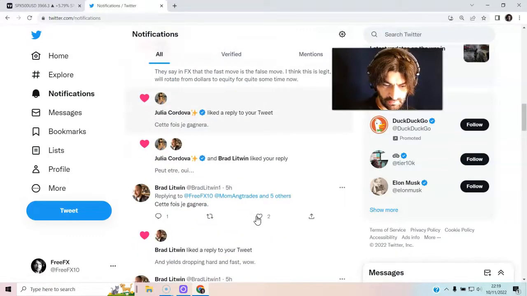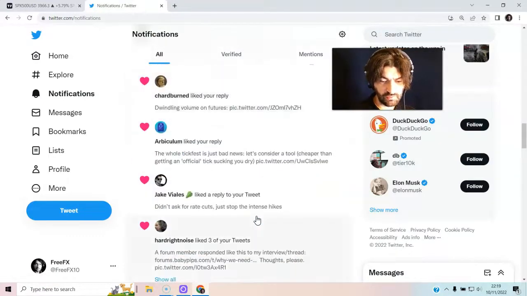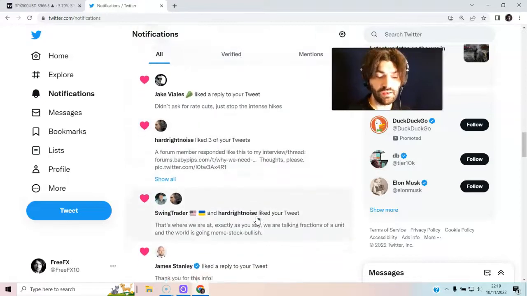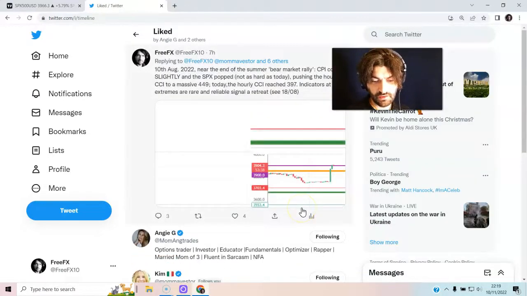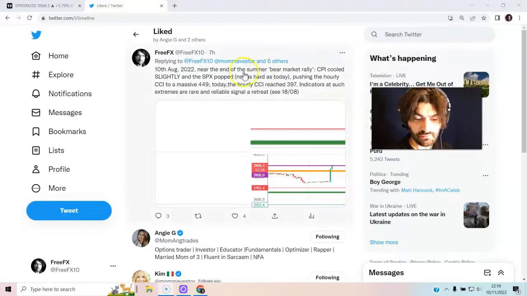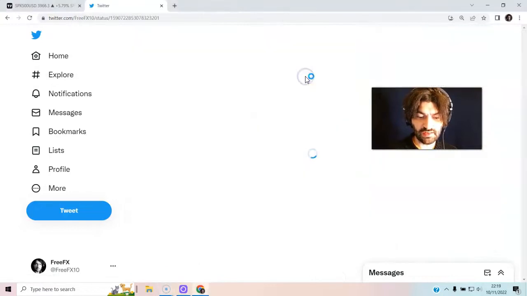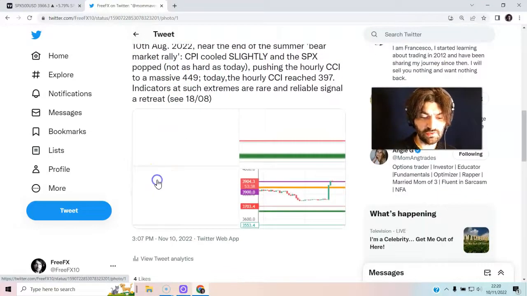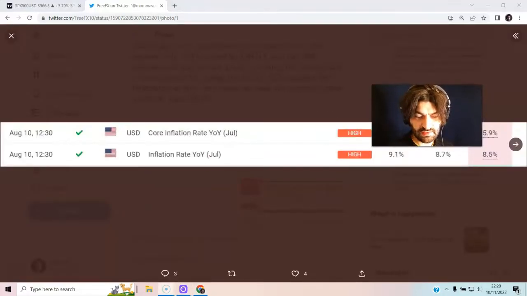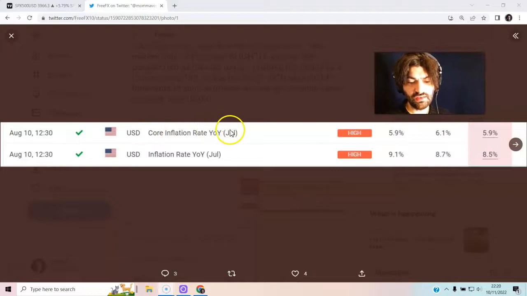It was to do with the spike that was quite unprecedented, and I look back at the August CPI reaction. There it goes. The post says: 10th of August, near the end of the summer, quote unquote, bear market rally. CPI cooled slightly, and the SPX popped, not as hard as today, pushing the hourly CCI to a massive 449.